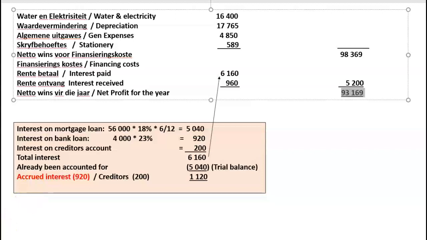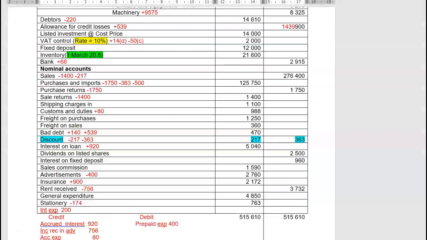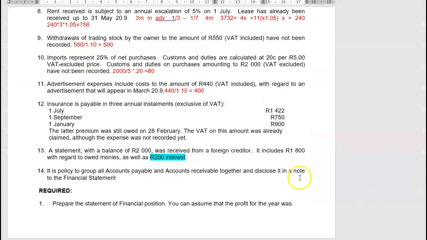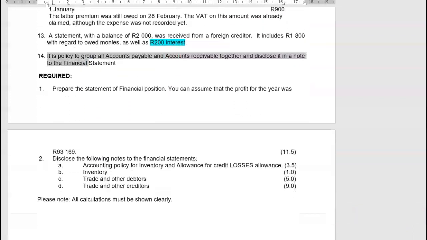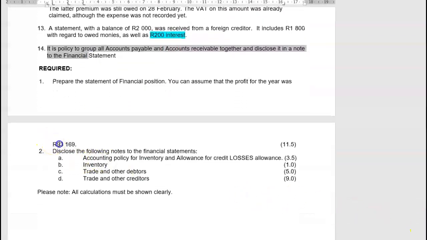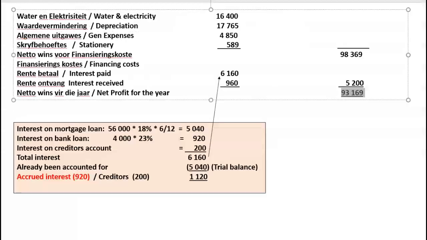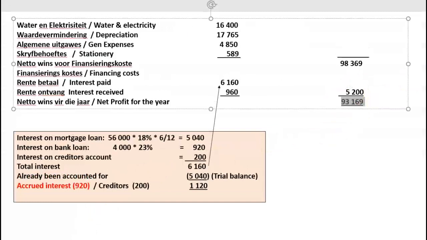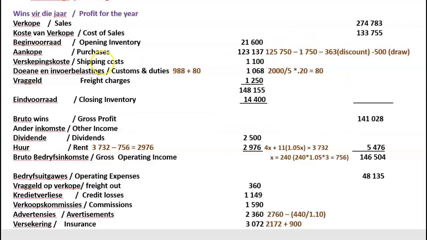93,169. So if you have a look at your question, in the required part, they said that you may assume that your profit for the year was 93,169. There I've shown you how we have derived the 93,169. Now you can have a look at that by just passing all the adjustment entries that we've done up till now. For the rest, it is straightforward.